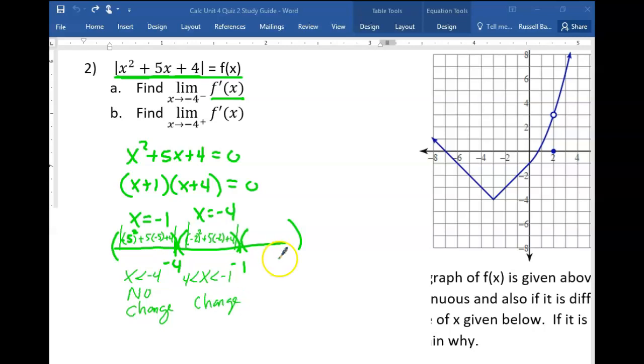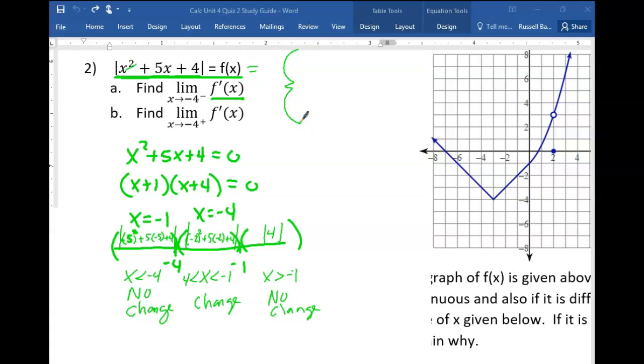Finally, for anything greater than -1, I'm going to choose 0 to plug in. If you plug in 0, these just go away and you're left with 4. And if you take the absolute value of 4, it doesn't change. So once again, no change happens there. All right. So that means we can rewrite this function now as a piecewise function.